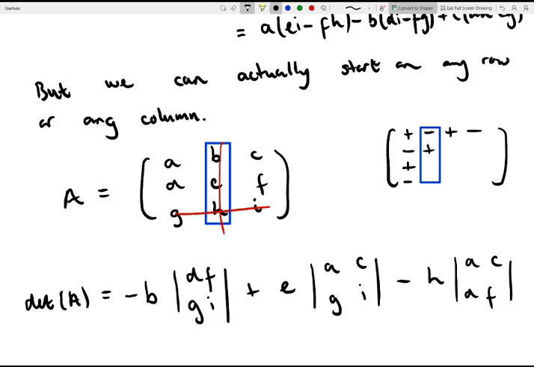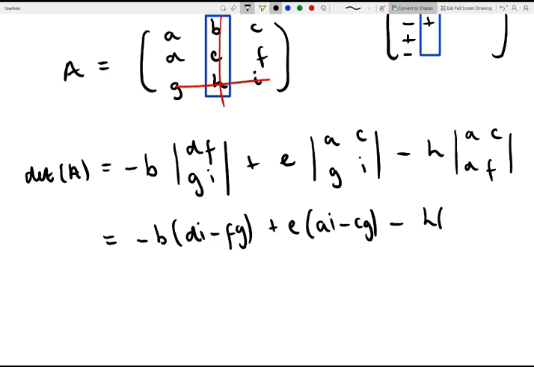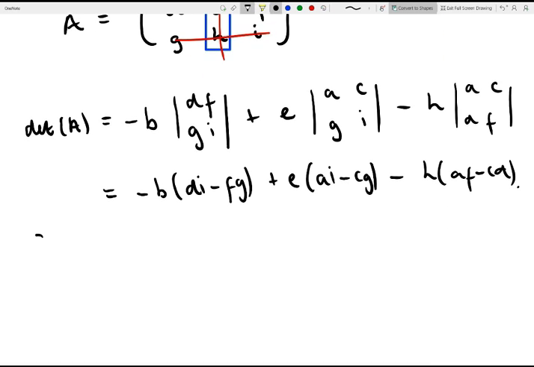and F. And then computing these 2 by 2 determinants, we have minus B times (DI minus FG), plus E times (AI minus CG), minus H times (AF minus CD). And if we multiply this out and compare what we have with our previous determinant, we can verify they are the same. I'll leave that as an exercise, and we can move on and have a look at an example.